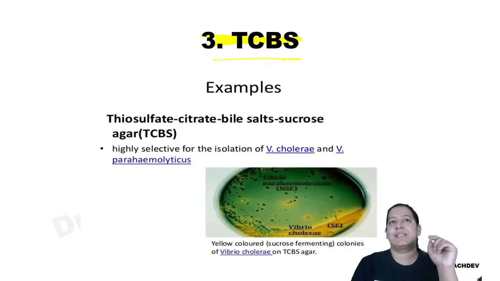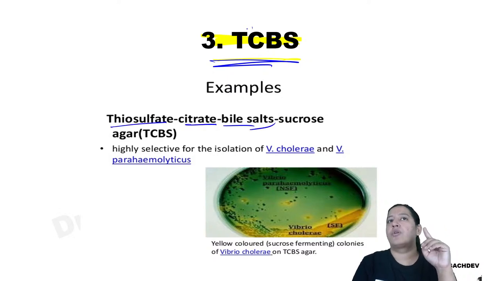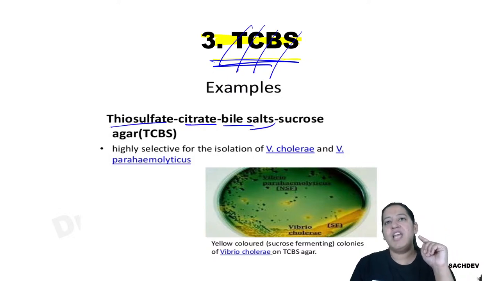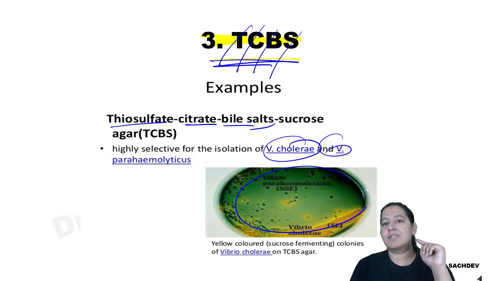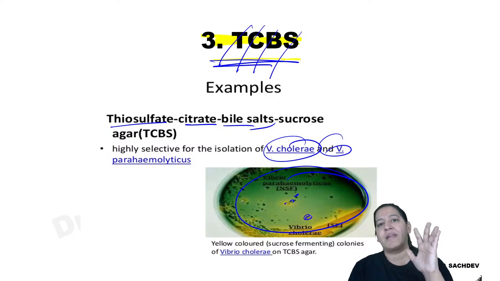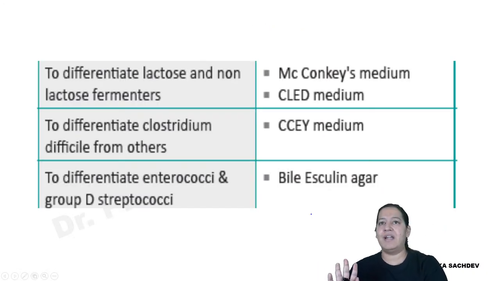XLD, TCBS. The third example is TCBS, thiosulfate citrate bile salt. This will also differentiate Vibrio cholerae and Vibrio parahaemolyticus from the rest of the bacteria. So they will give green colonies and other bacteria will give yellow colonies. So different bacteria, different color.